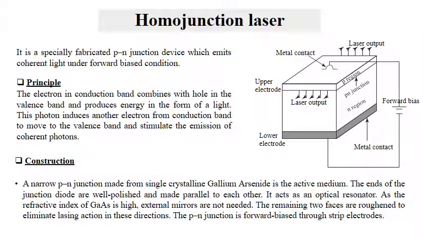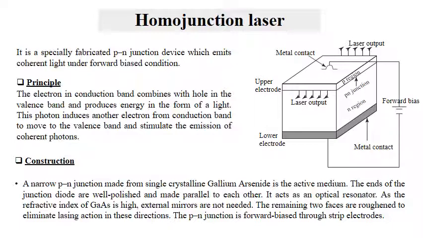Homojunction laser. It is a specially fabricated PN junction device which emits coherent light under forward bias condition. Principle. The electron in the conduction band combines with hole in the valence band and produces energy in the form of light. This photon induces another electron from conduction band to move to the valence band and stimulate the emission of coherent photons.